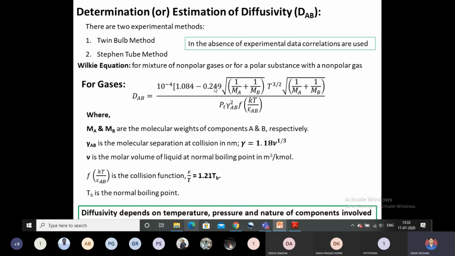But in case of any absence of experimental data, we can use the empirical equations. Empirical equations are nothing but somebody has conducted experiments and observed the behavior in many gases. On those parameters only, they have formulated this equation, so that for every gas we can use it. So this is called the Wilke equation. I will briefly introduce this Wilke equation.